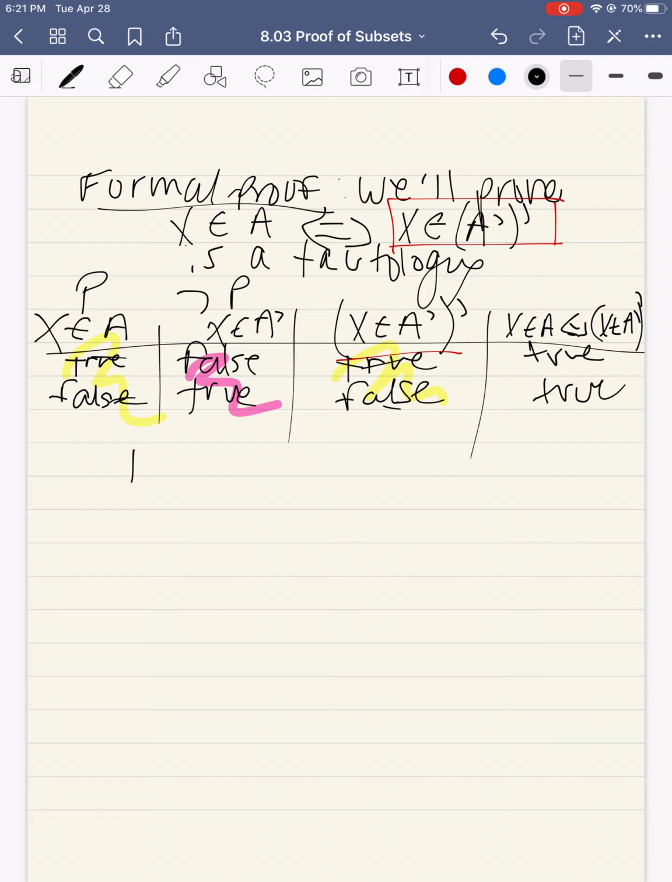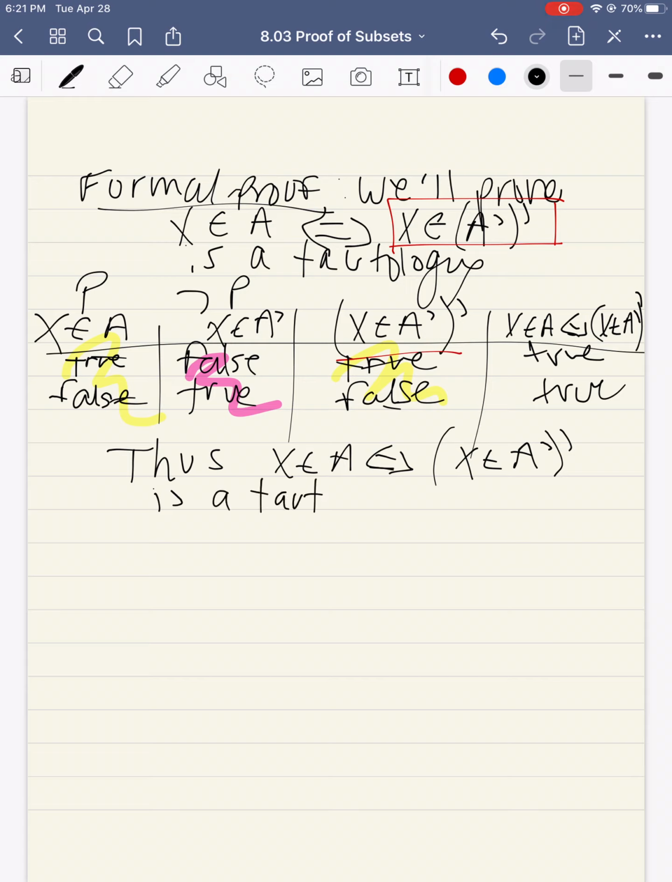So we can say, thus, x is an element of A if and only if x is an element of A complement is a tautology. Therefore, A complement is equal to A. Done.